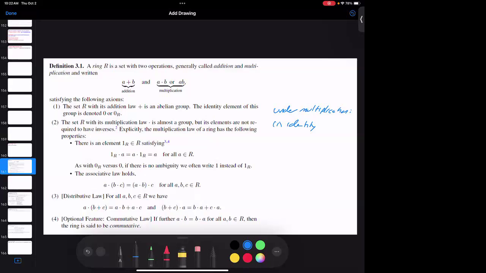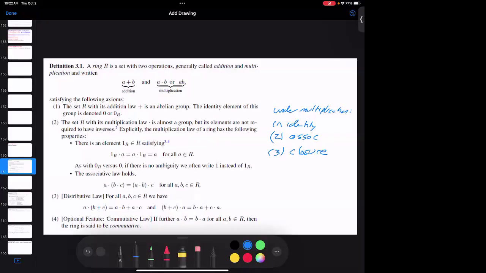Associative. And there's one other thing. Closure. So a lot of times people don't explicitly list closure. I like to explicitly list closure. So when you say the set R with its multiplication law, implicit in that is closure. That is, if you take two elements in R and multiply them, you get back something in R. It's good to just be explicit and write that down.